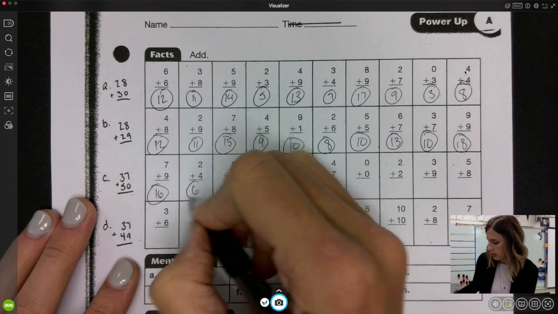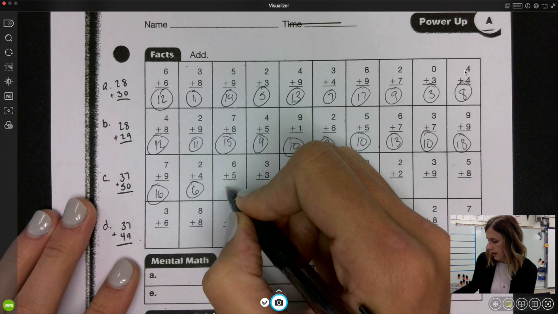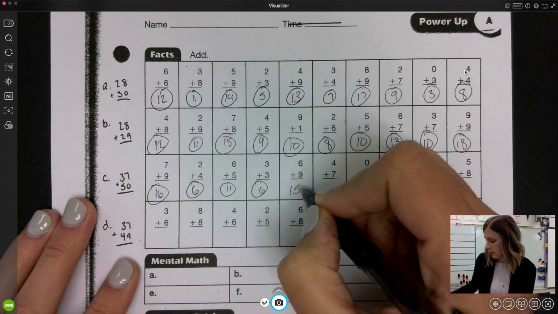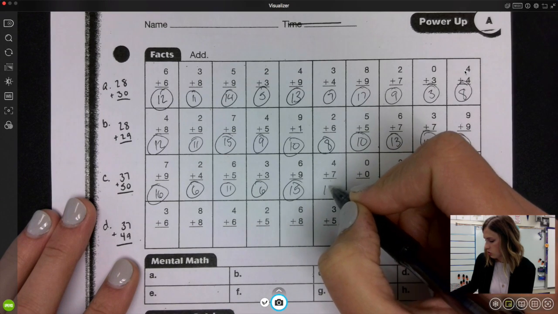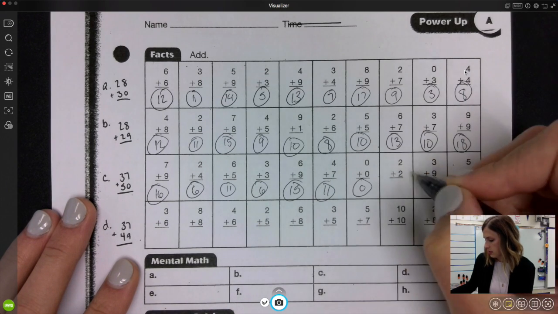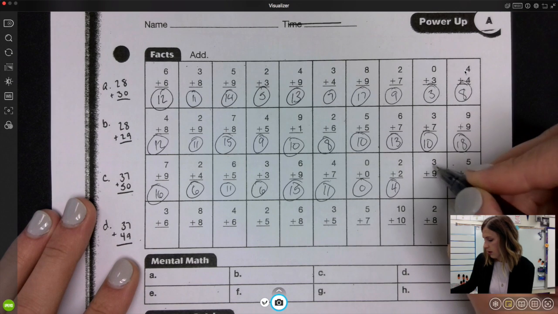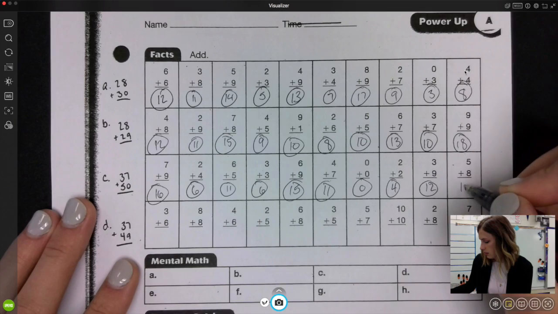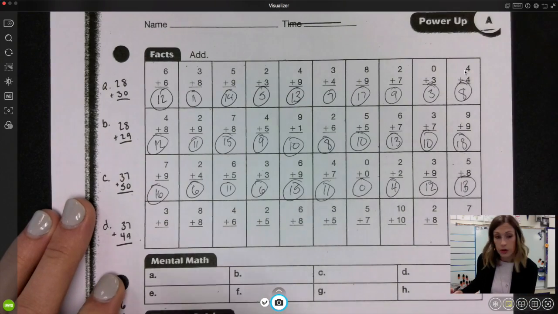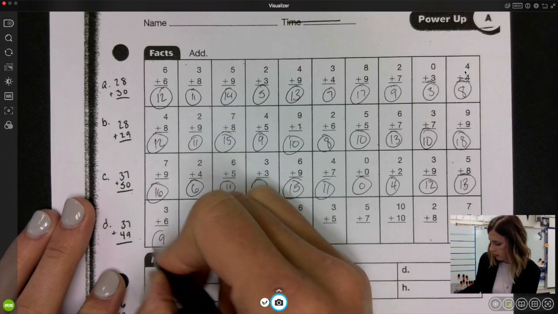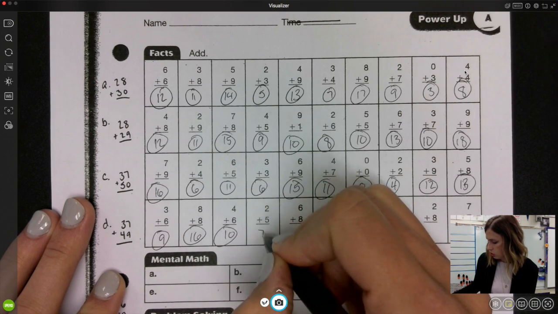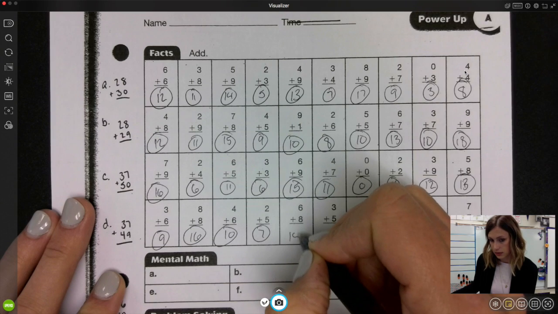2 plus 4 is 6. 6 plus 5 is 11. 3 plus 3 is 6. 6 plus 9 is 15. 4 plus 7 is 11. 0 plus 0 is 0. 2 plus 2 is 4. 3 plus 9 is 12. 5 plus 8 is 13. 3 plus 6 is 9. 8 plus 8 is 16. 4 plus 6 is 10. 2 plus 5 is 7. 6 plus 8 is 14.